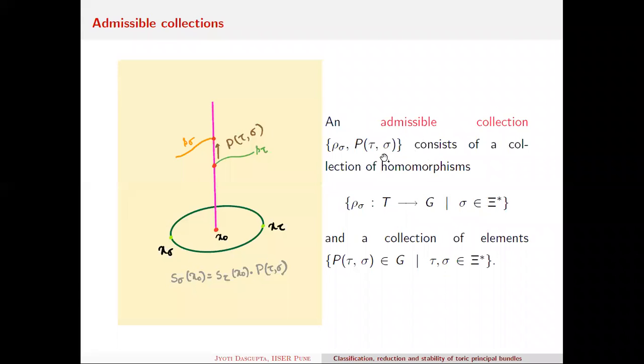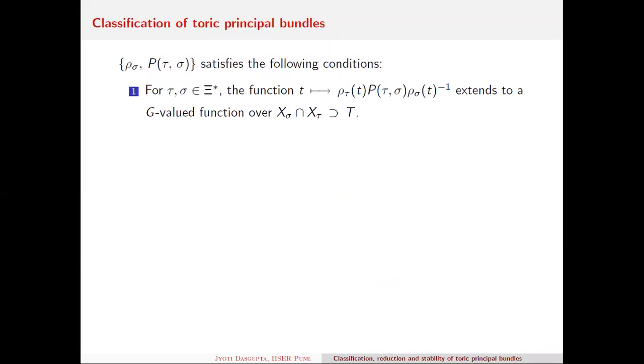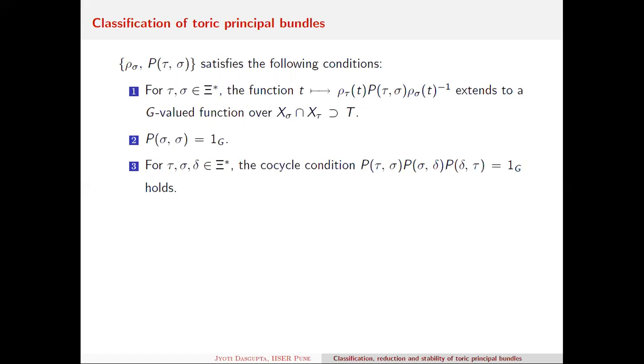So consider this collection of homomorphisms rho sigma and a collection of elements. This will satisfy certain conditions. Those conditions are that for each pair of fixed points, we have this function from T, going to rho tau T p tau sigma rho sigma T inverse. This is a G valued function. Now this will extend to a function over X sigma intersection X tau. And P sigma sigma is 1G, and there is a cocycle condition involving this P sigma.